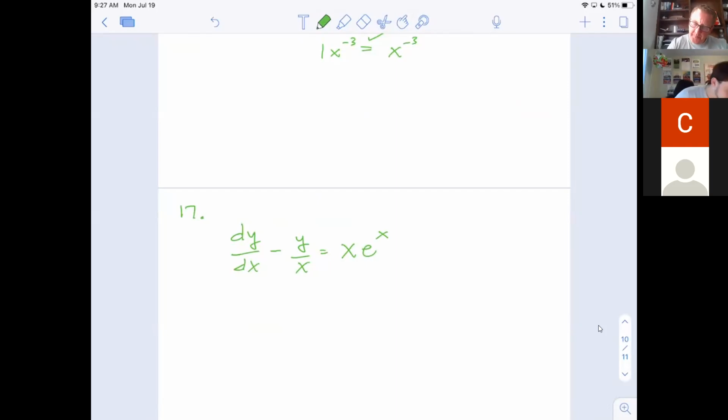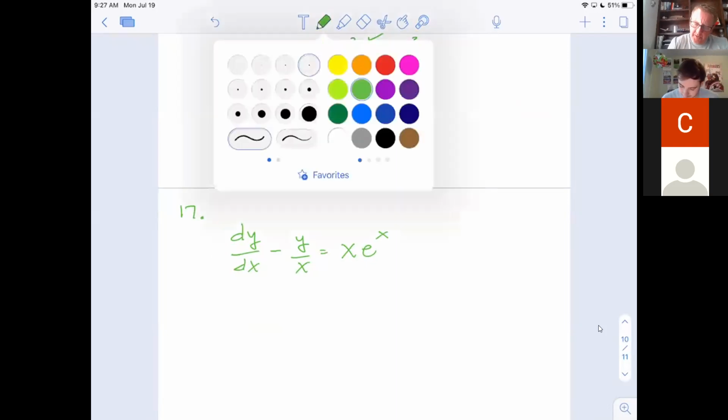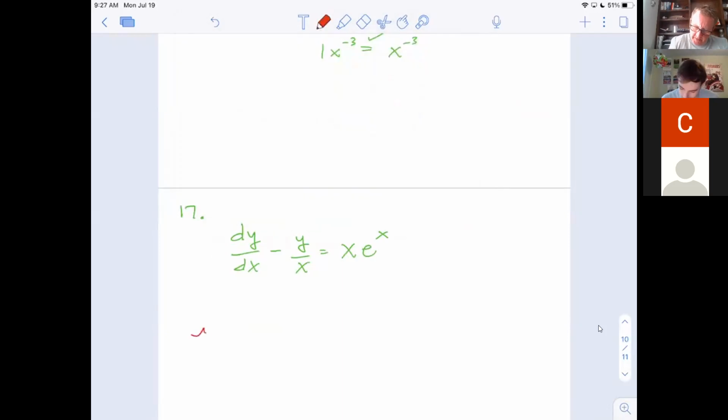Now notice there's one thing I'm really happy about: I look in front of here and that's already gone. There's nothing there. Good, that's what I needed to have happen. So we're ready to go mu hunting. What is the p value that I'm taking the integral of? 1 over x. It's the equation in x in front of y. It doesn't include y. So it's negative 1 over x.